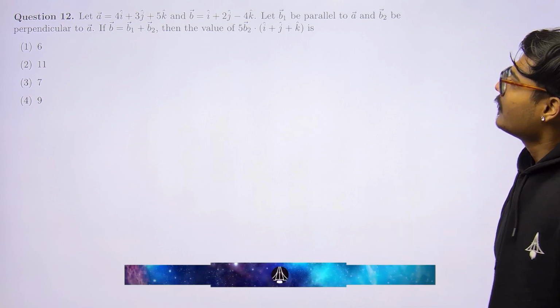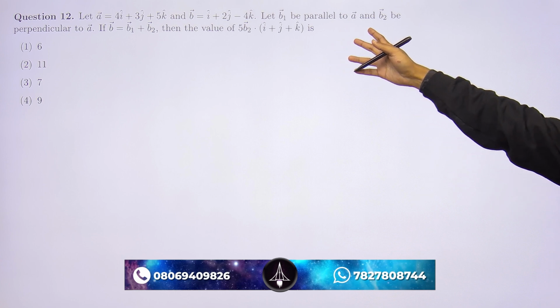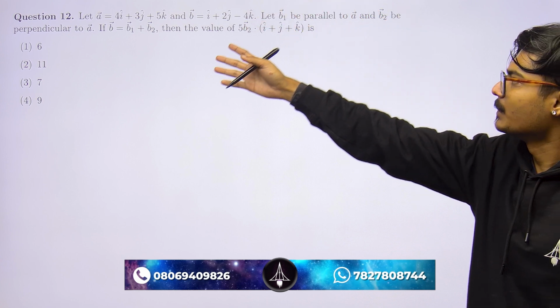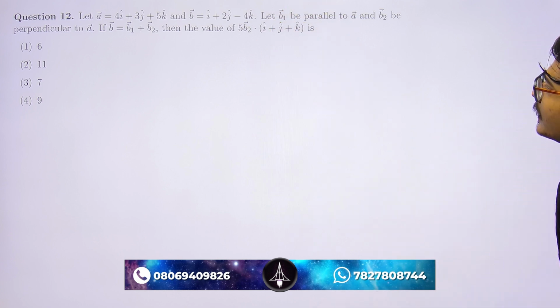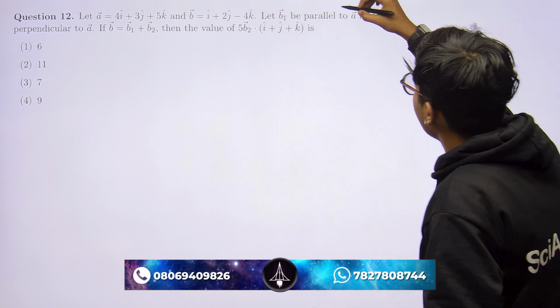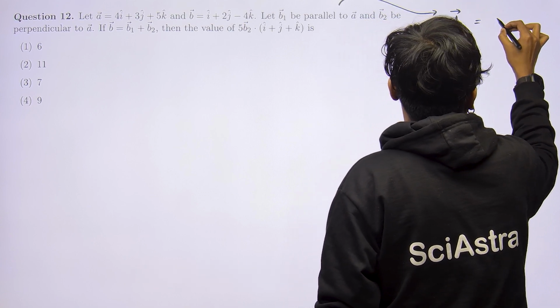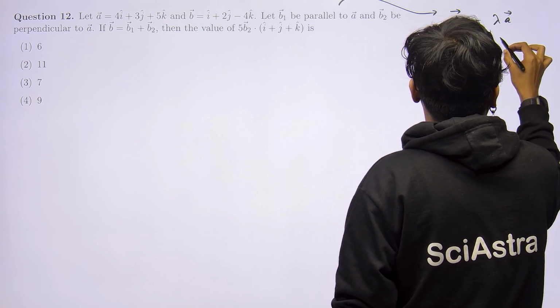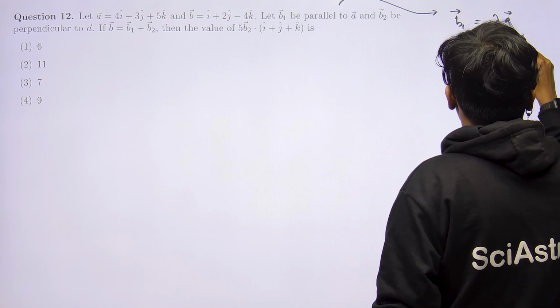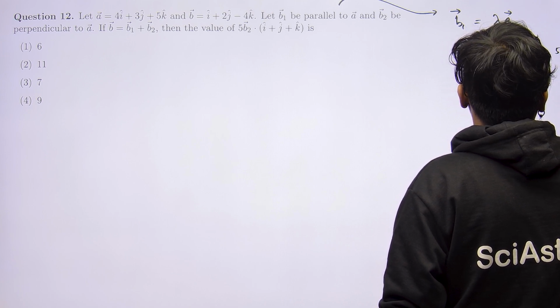So you have a vector, b vector given to you. In the standard form, you have b1 vector which is parallel to a and b2 vector which is perpendicular to a. If b is equal to b1 plus b2, then find the value of this dot product. So let's write down the information that's given to us. So b1 is parallel to a, right? So b1 vector is nothing but some constant lambda times a vector, right? So it's going to be lambda times 4i plus 3j plus 5k, right?